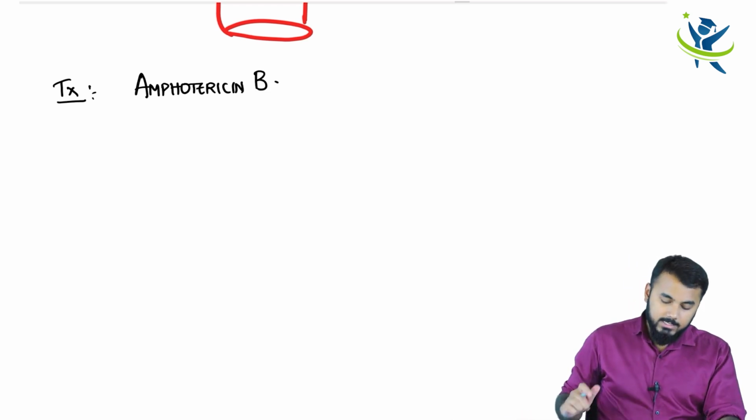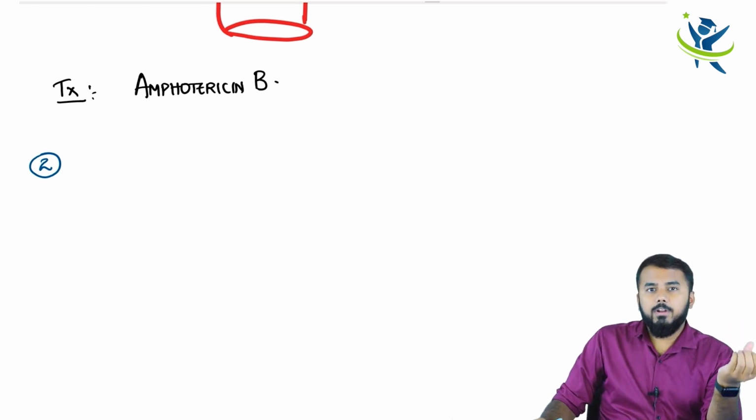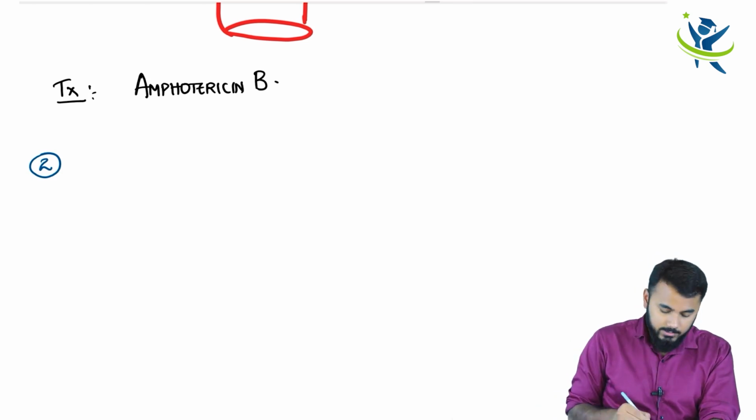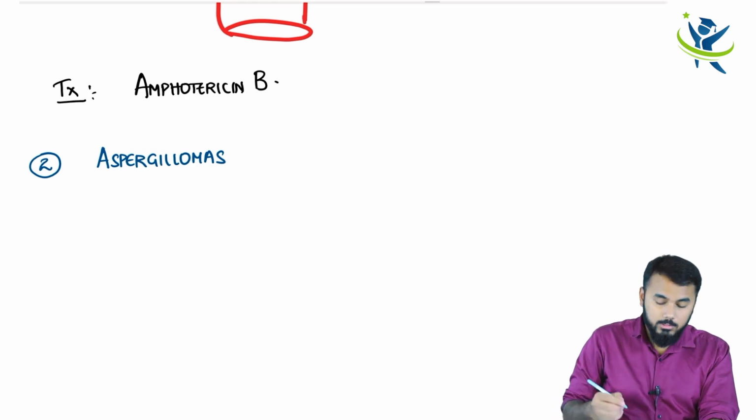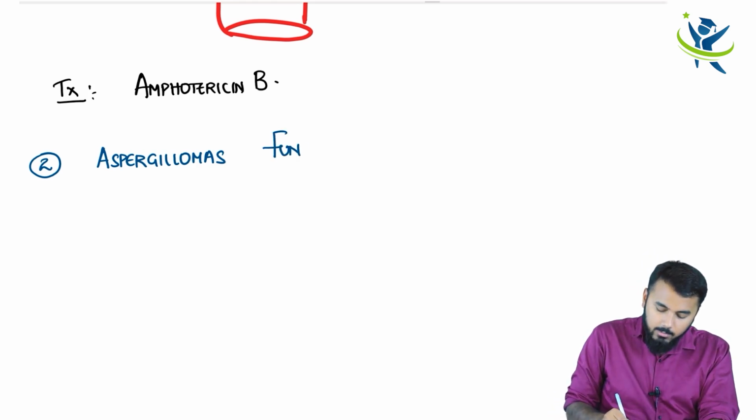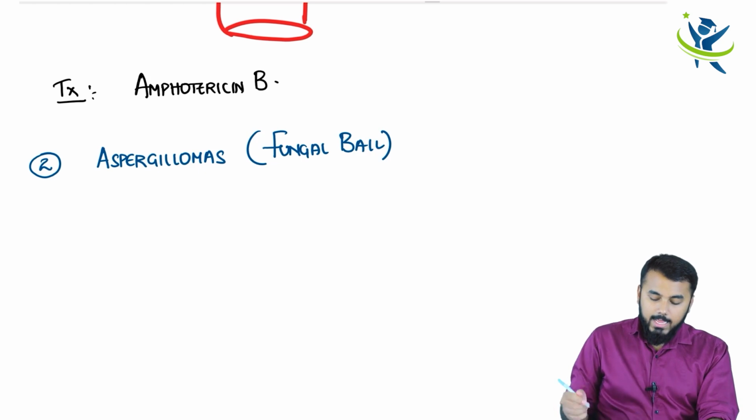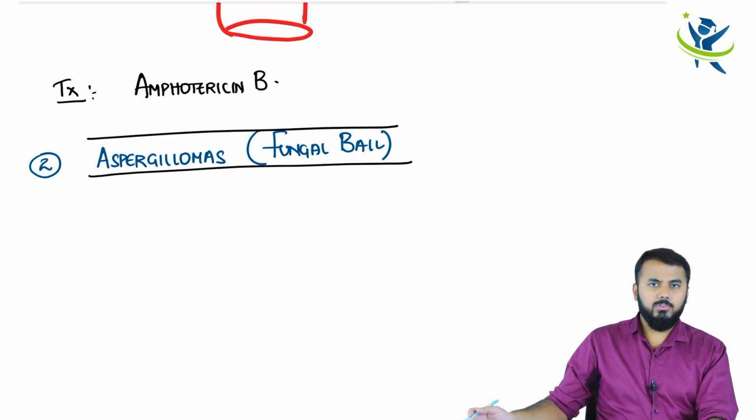Now let us discuss the second disease. The first disease was invasive aspergillosis, where it invaded into the lungs. Now the second disease is aspergilloma, which you also call a fungal ball. What do you call it? A fungal ball. Aspergillomas are also a kind of Aspergillus fumigatus infection.